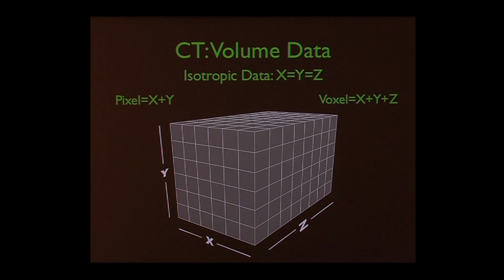And then you can go back, and it's called back projection, and figure out how much X-ray was absorbed by that cube of tissue and that cube of tissue, et cetera. And so we have a volume of data. And it's all just data. It's computer data at that point.